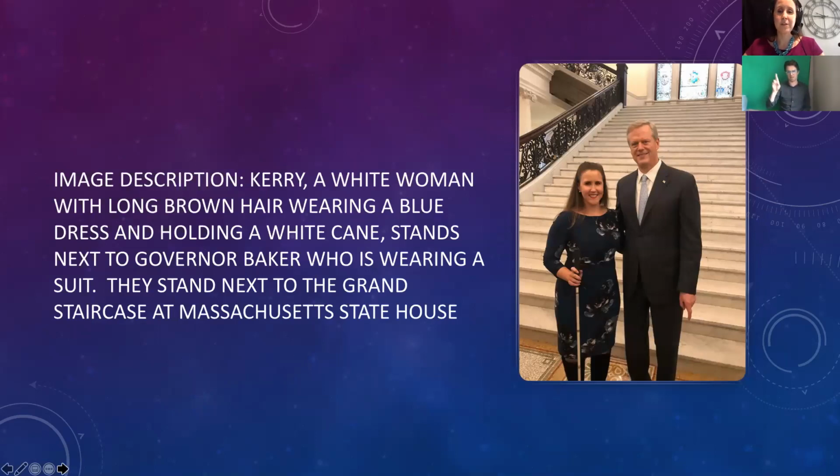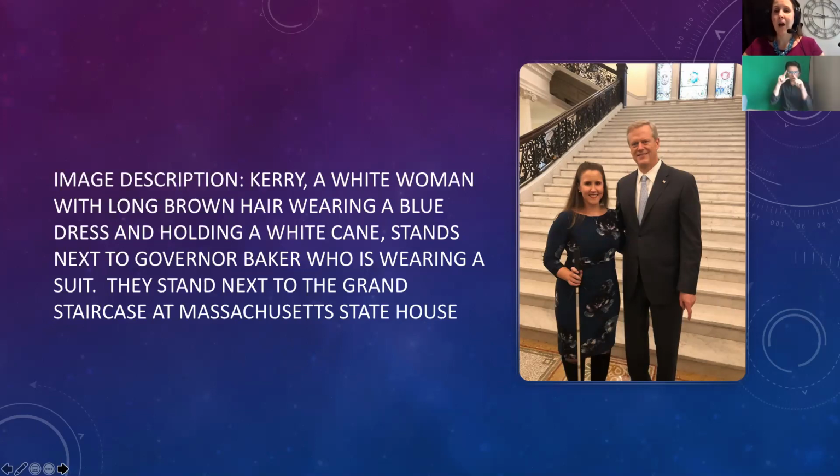So the image description itself says, Kerry, a white woman with long brown hair, wearing a blue dress and holding a white cane, stands next to Governor Baker, who is wearing a suit. They stand next to the grand staircase at Massachusetts State House. Now this is an example of image description. This is 172 characters. It's not ideal for alt text, which should be around 100 characters. But it does work if you are posting an image description within Facebook posts or Instagram posts.